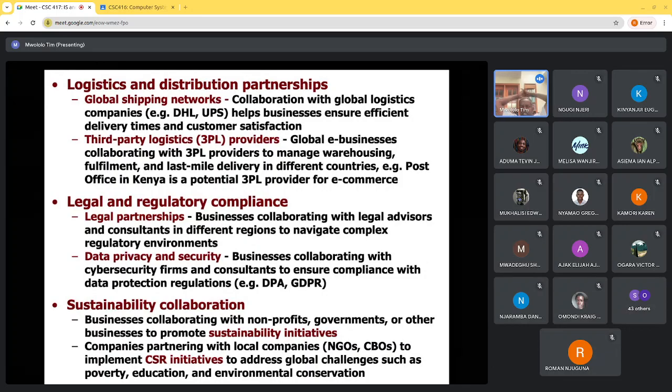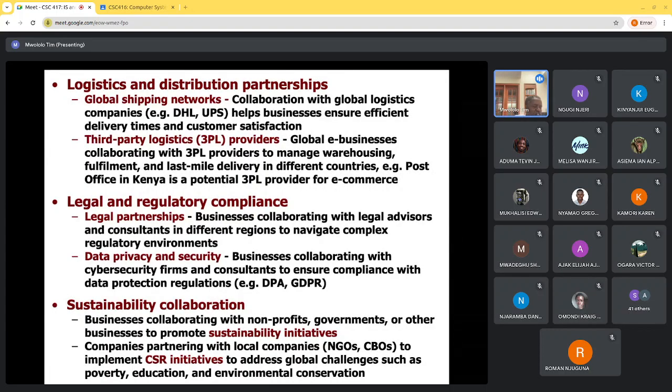Like, for example, in Kenya, we are thinking about the post office. In Kenya it is a potential third-party logistical provider in e-commerce, because we have post offices everywhere. And if you are delivering products to customers in Kenya, and somebody is in Kisumu, Homa Bay, or wherever, or in Mombasa, Malindi, you can deliver to the nearest post office, and that person will be able to go there.